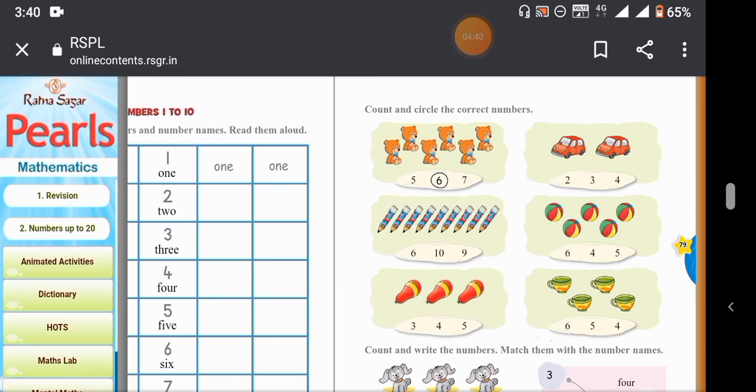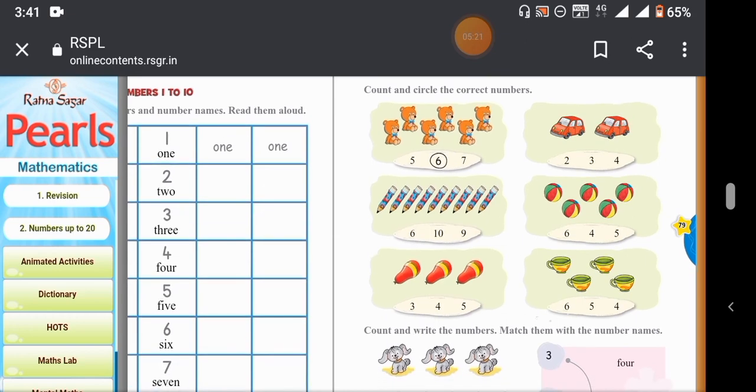Then third picture, there are so many pencils. So you should count them and circle the correct number. So 1, 2, 3, 4, 5, 6, 7, 8, 9. So there are 9 pencils. So we should circle the number 9. Next picture. So there are so many balls. So 1, 2, 3, 4, 5. So there are 5 balls. So we should circle the number 5.